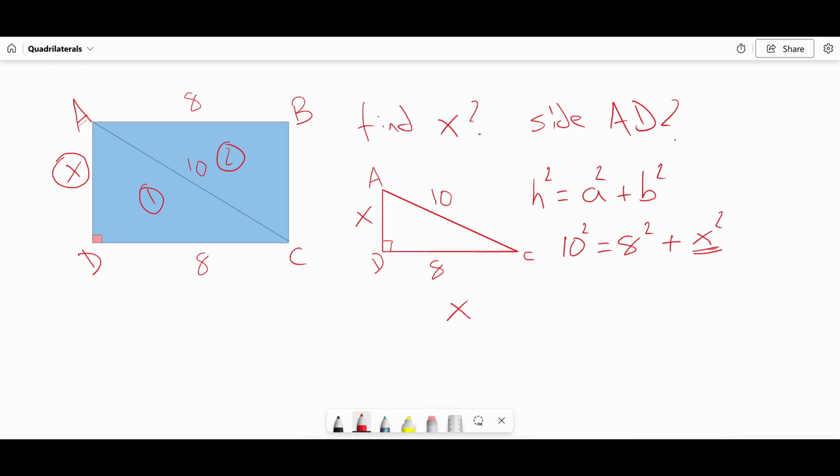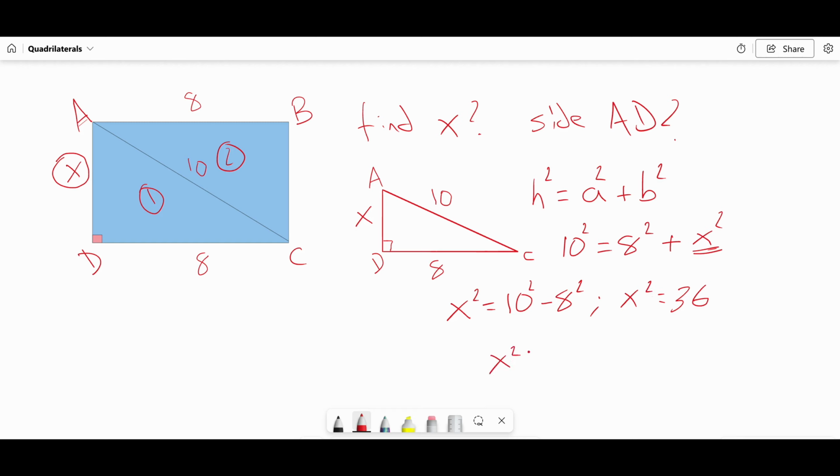Now, doing this operation here, we have that 10 to the power of 2 minus 8 to the power of 2 is equal to x to the power of 2, right? So x to the power of 2 is equal, let's use our calculator, x to the power of 2 is equal to 36. Now, how do we get rid of the power here to the power of 2?